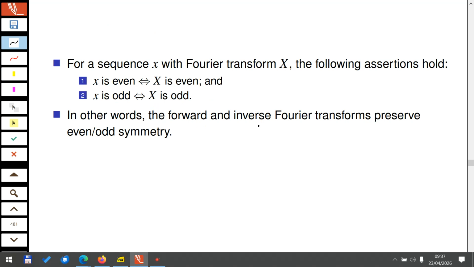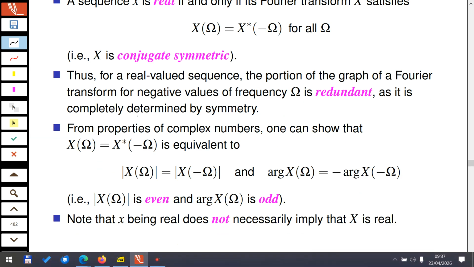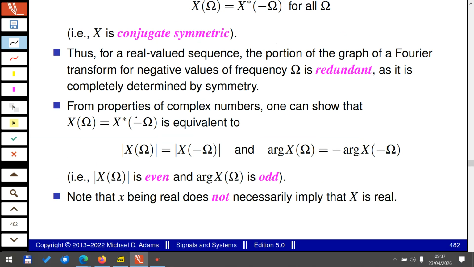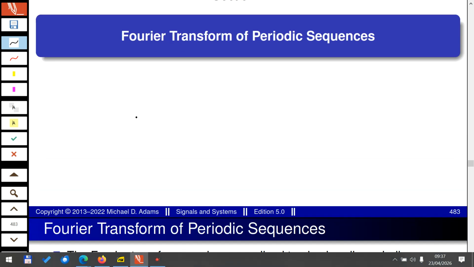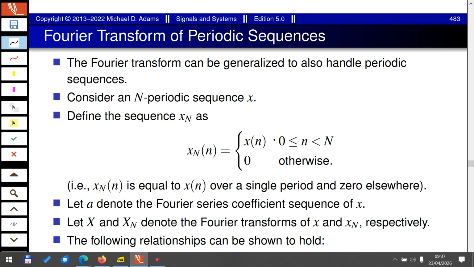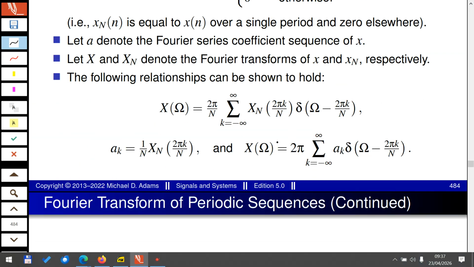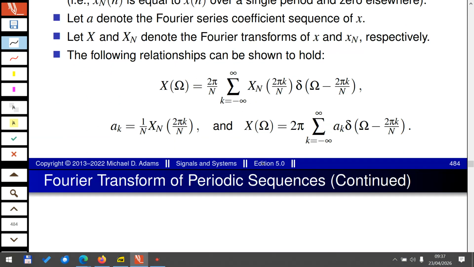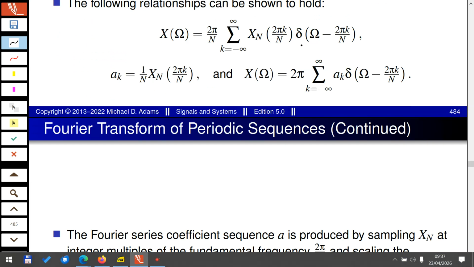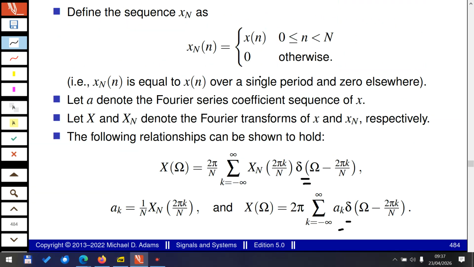Remember this j thing, right? When x is real, this is pure imaginary. Fourier transform of periodic sequences, yes. When you have a periodic sequence, you will see those deltas. You saw it in the table, right? Because you can only have the generalized transform.